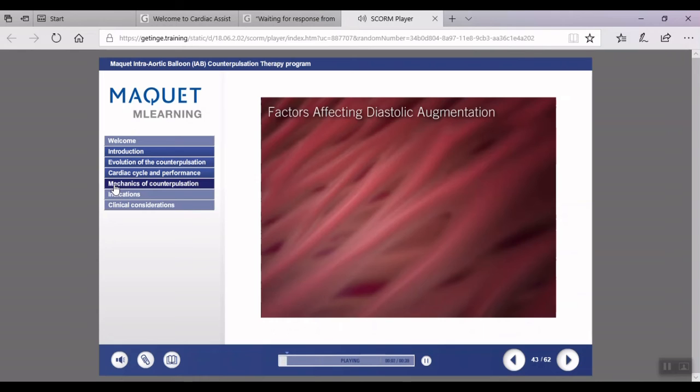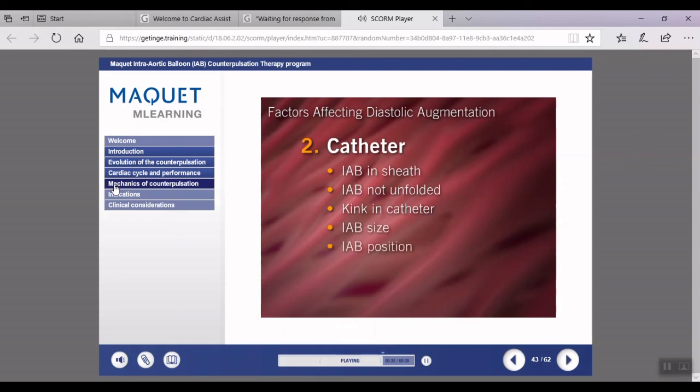After assessing the patient, consider the catheter. Anything that affects the ability of the intra-aortic balloon to inflate may affect diastolic augmentation. For instance, if the intra-aortic balloon does not fully exit the sheath, the membrane does not completely unfold. Or, if there is a kink in the catheter, the membrane may not fully inflate, resulting in reduced augmentation. Inappropriate balloon size, or the position of the balloon in the aorta, may affect diastolic augmentation, as would a low helium concentration or a leak in the circuit.